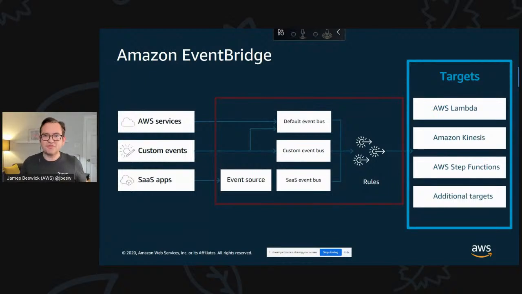So once you have your rules, that then routes the events to targets. And you can associate multiple targets with each rule to send events further on. So targets allow you to do things like invoke a Lambda function, or put a record on a Kinesis data stream or Firehose, or start the execution of an AWS Step Functions workflow, or start a task with ECS or Fargate.